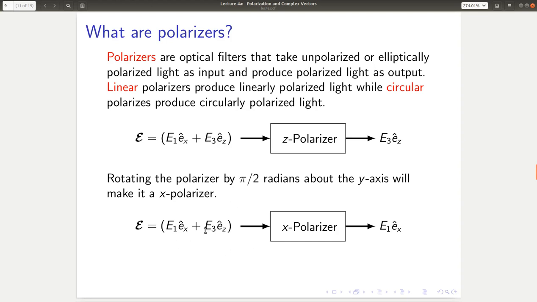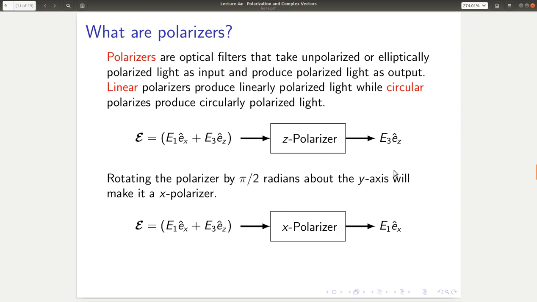It takes a general elliptically polarized input, and the output is now E1 only, the component of this thing along the X direction, and that is what we see out here. So the output is still a complex vector, but the component in the orthogonal direction, which is Ez, has been projected out.